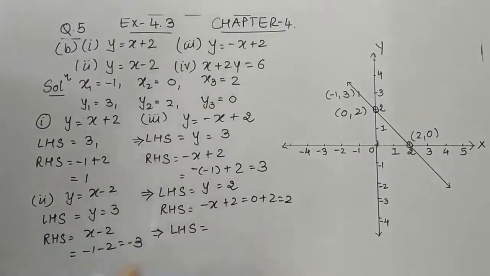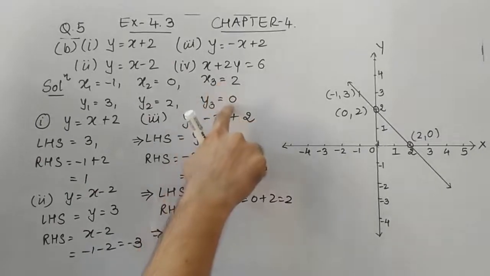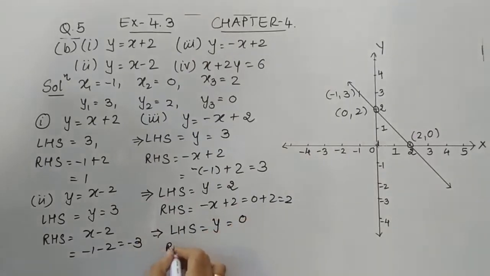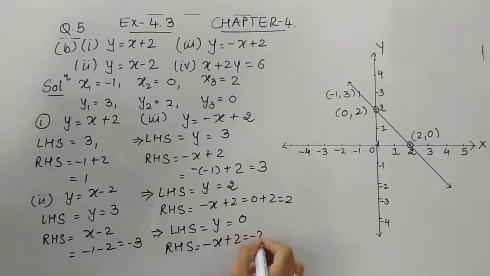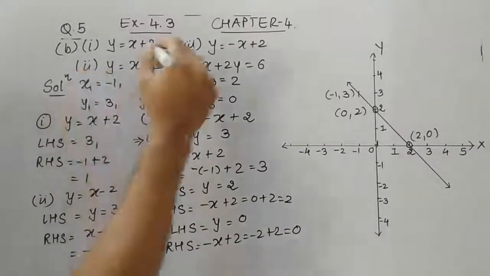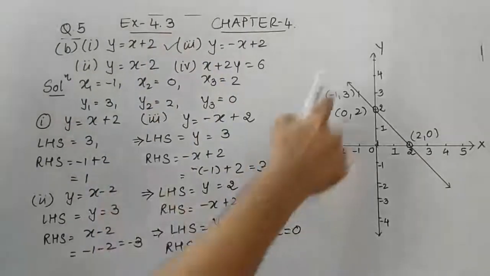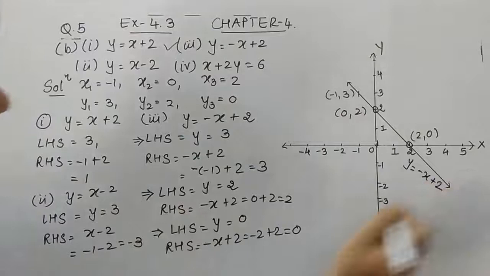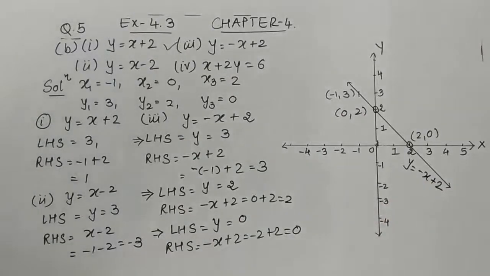Let's check. We put the third values, x is 2 and y is 0. So y is 0, and on the RHS we put -x plus 2. The value of x is 2, so -2 plus 2 is 0. So we can say that all the values of x and y satisfy equation number 3. So we can say that this is the graph of the equation y is equal to -x plus 2.